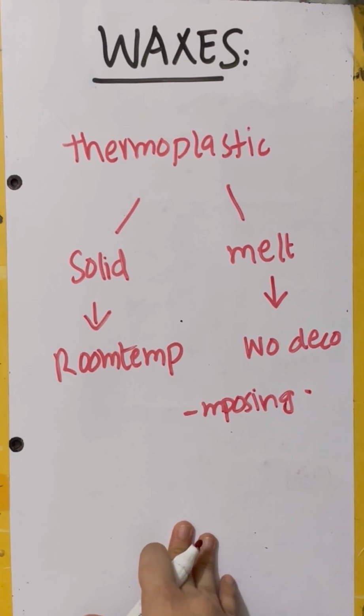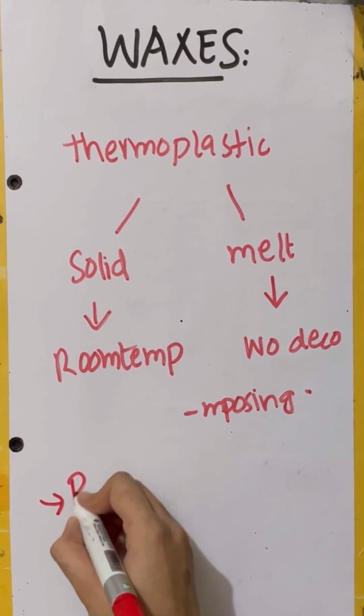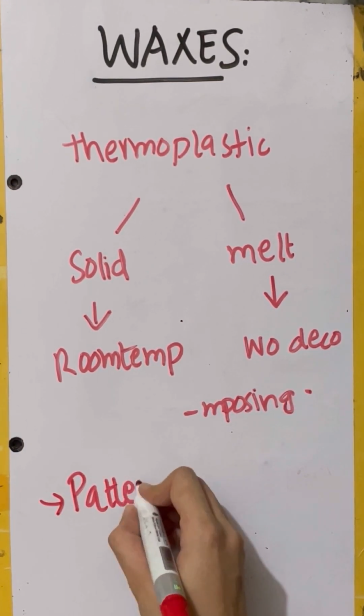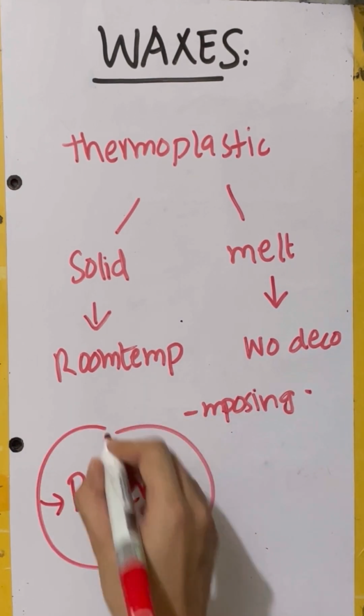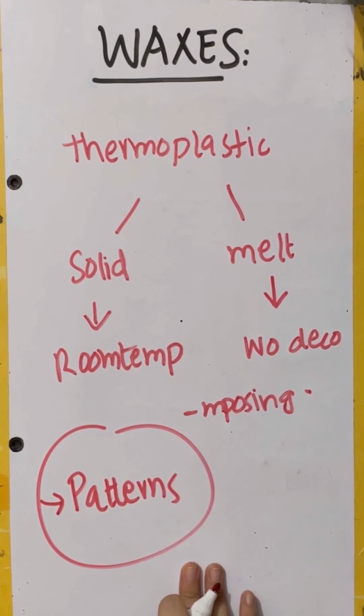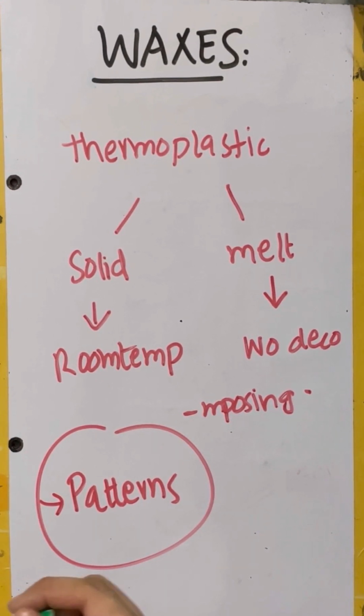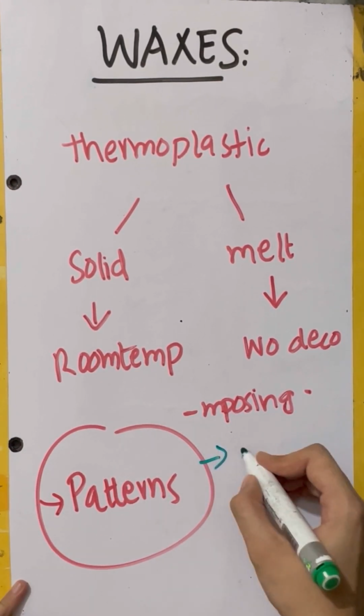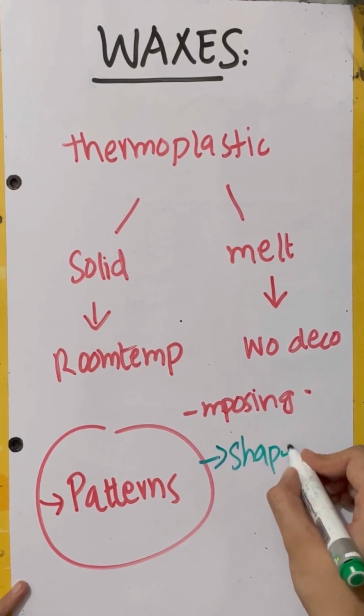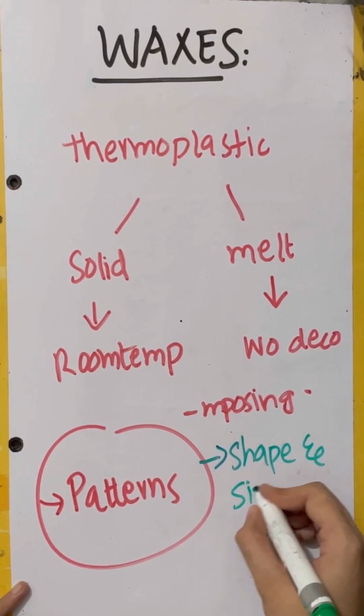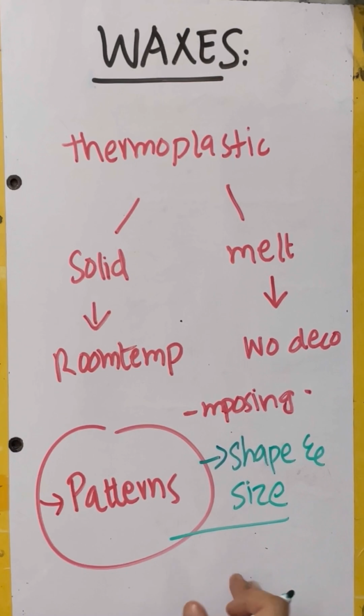So, they are soft substances with poor mechanical properties, and the primary use of wax is to form patterns. And what is a pattern? A pattern defines the shape and size of the resulting appliance that we want to form.